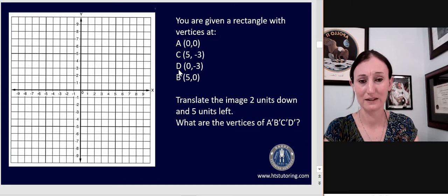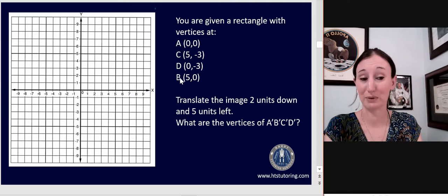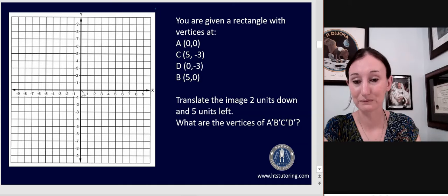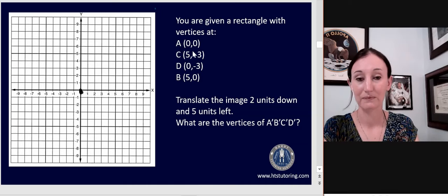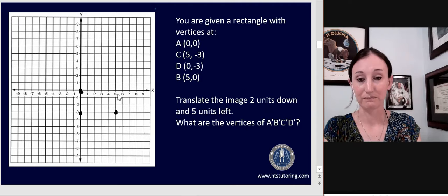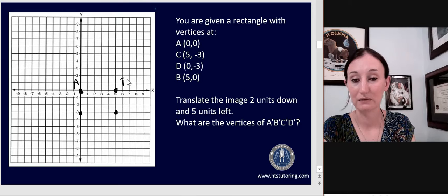Now look at this. They give you A, C, D, and B. I formatted this problem like this on purpose. So let's go ahead and graph these. We have (0, 0), and (5, -3), (0, -3), and (5, 0). Okay, now this is A, B, C, and D.